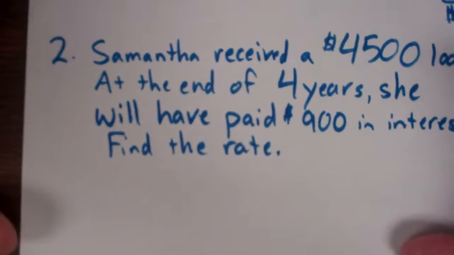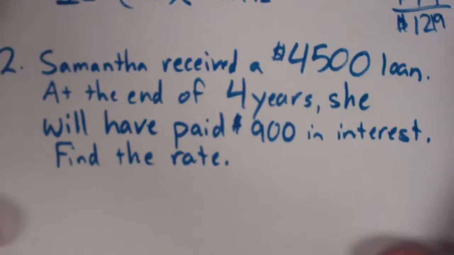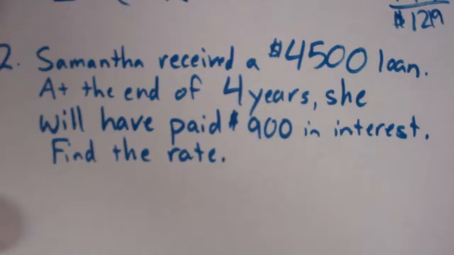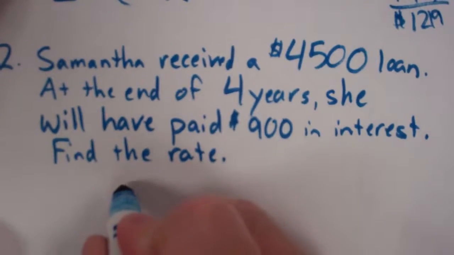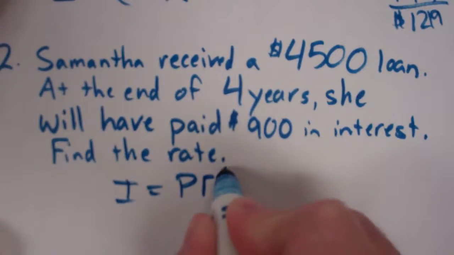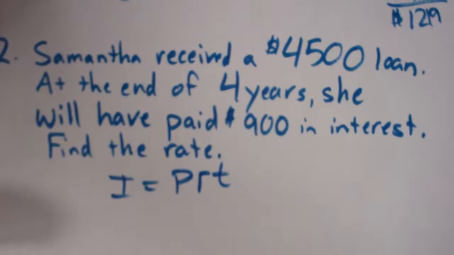Let's try the second one. Samantha received a $4,500 loan. At the end of 4 years, she will have paid $900 in interest. Find the rate. Okay. Well, once again, interest equals principal times rate times time. Principal times rate times time in years.